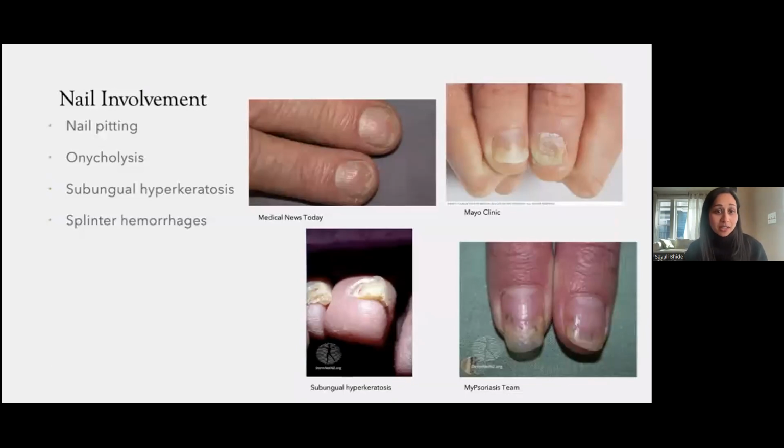Just some pictures of nail involvement. Up to 80 to 90% of patients with psoriatic arthritis have nail involvement, and about 50 to 60% of patients with psoriasis without any arthritis have nail involvement. You can see at the top left some nail pitting, top right onycholysis of the nail, and then bottom left, that's a picture of subungual hyperkeratosis where you have deposition under the nail bed. And then the bottom right is splinter hemorrhages. So those are things to look for on exam.